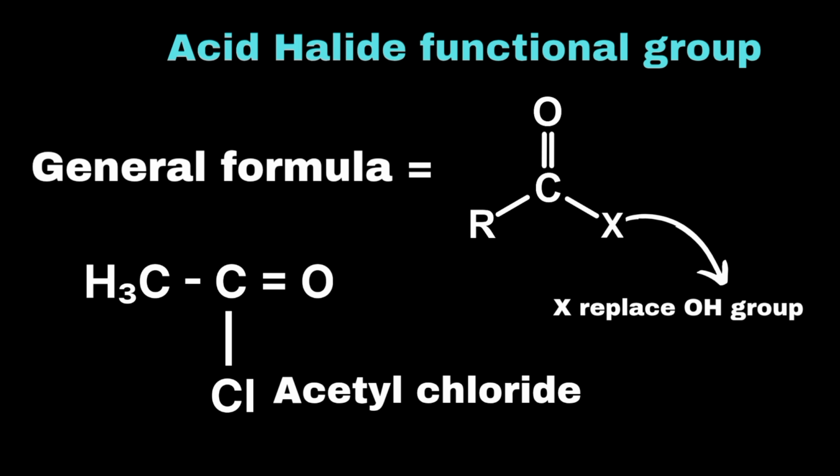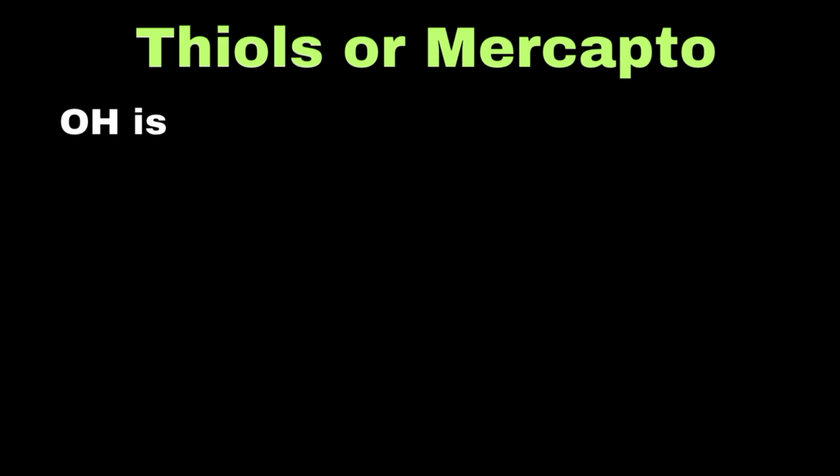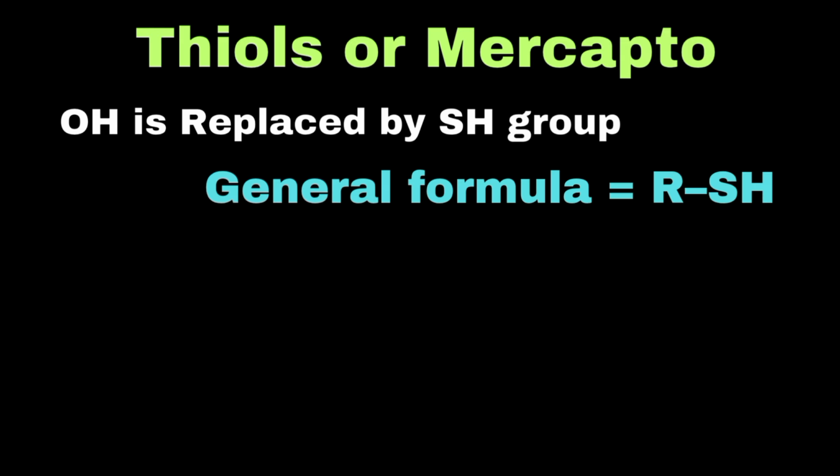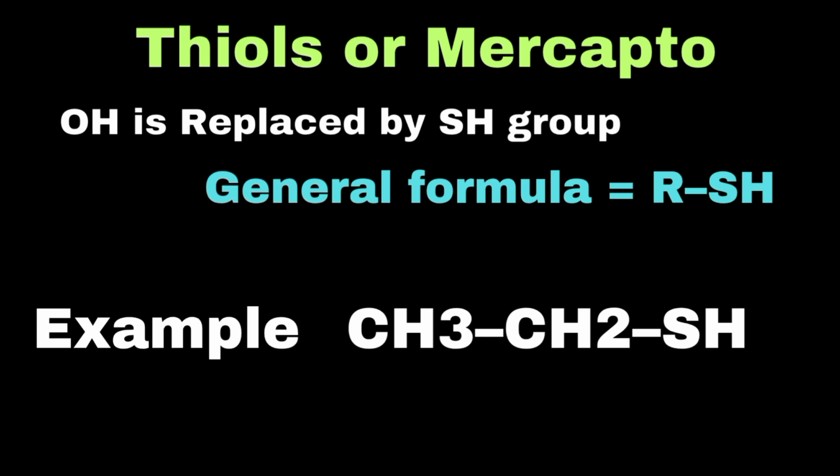The next functional group we will discuss is thiols, or the mercapto functional group. Thiols are similar to alcohols and are obtained if we replace the OH group of alcohol with the SH group, and we will get the thiol functional group. To understand it, we can take the example of ethane thiol.